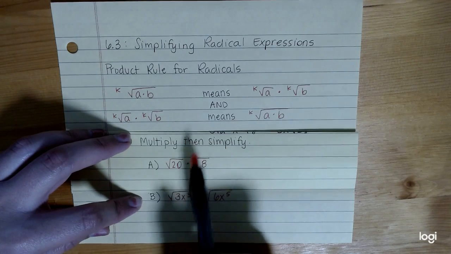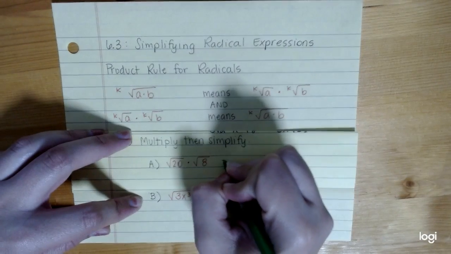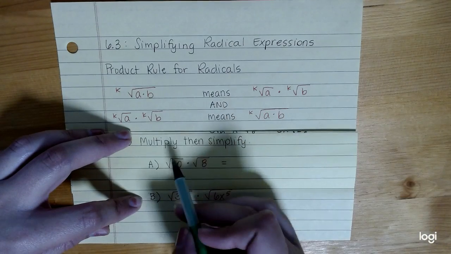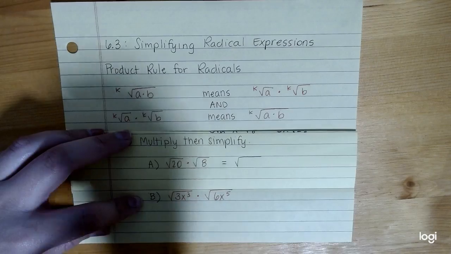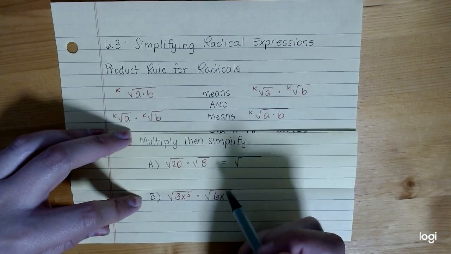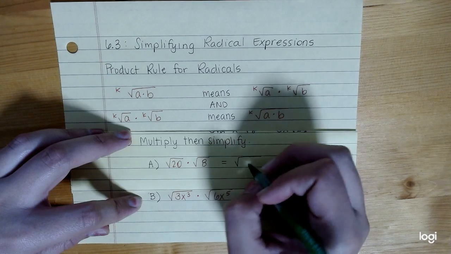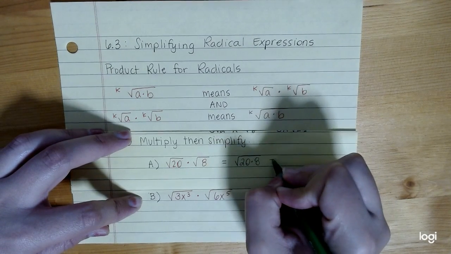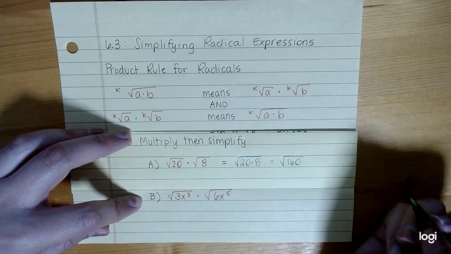So here we've got the square root of 20 times the square root of 8. So we are going to say that that equals, so both of these are square roots, so I can recombine that product underneath that radical symbol. So the square root of 20 times the square root of 8 becomes the square root of 20 times 8. And that becomes the square root of 160.